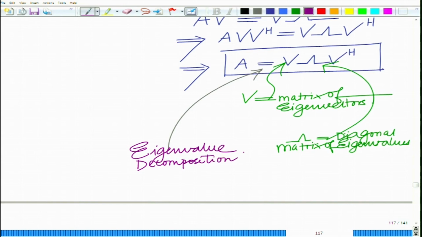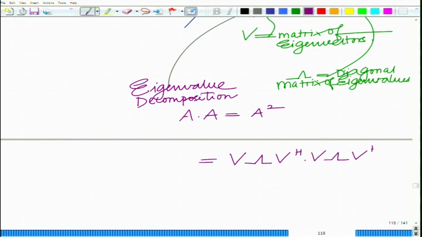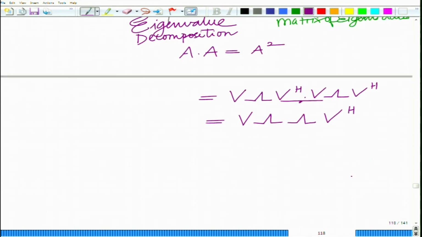This is termed as the eigenvalue decomposition of A, and this has many interesting properties. For instance, if you want to compute A into A, which is A square, you can write it in terms of V lambda V Hermitian into V lambda V Hermitian, which is equal to, now V Hermitian V is identity, so which is equal to V lambda lambda V Hermitian equals V lambda square V Hermitian. So, this is A square.